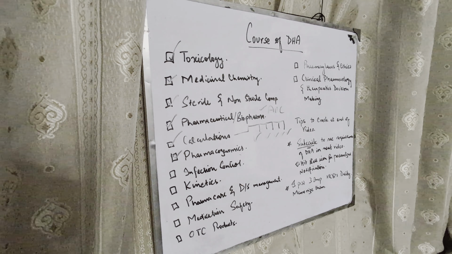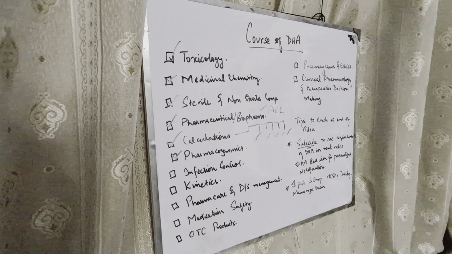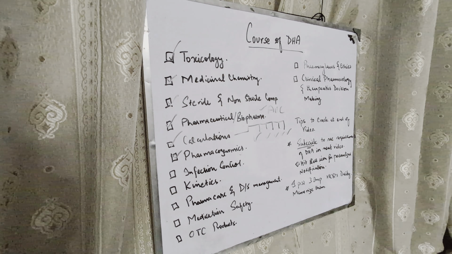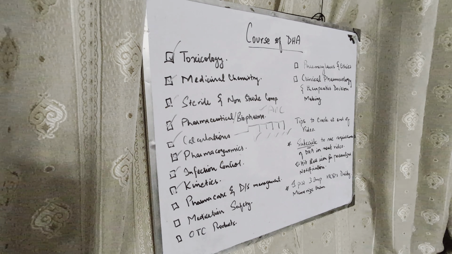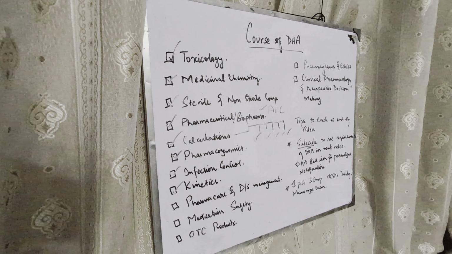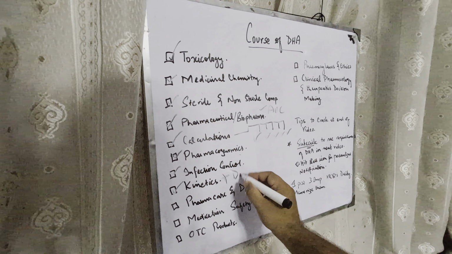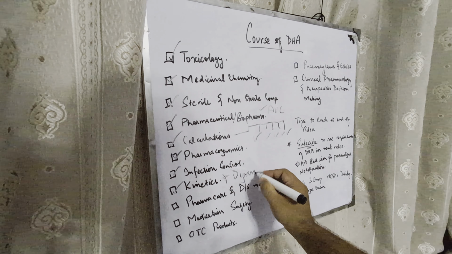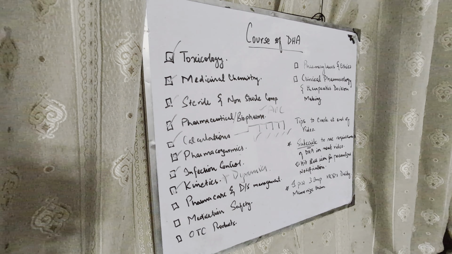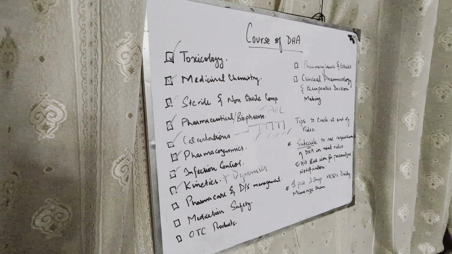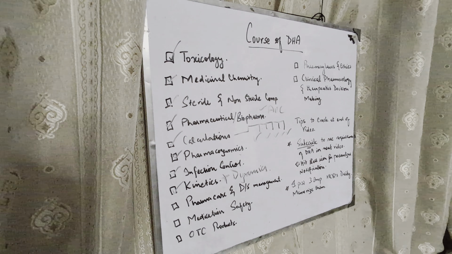Next is pharmacogenomics, and it also includes infection control, pharmacokinetics, as well as ADME, and pharmacodynamics is also included. Please make sure that you do everything that is there. So dynamics and kinetics both are very, very important. Pharma care and disease management is very important as well.